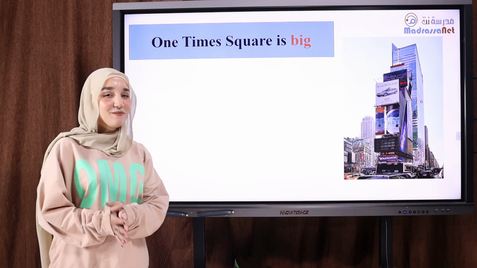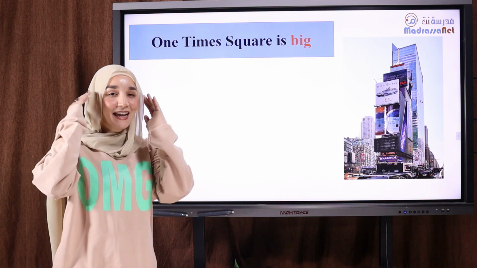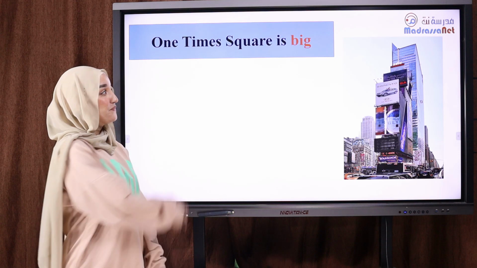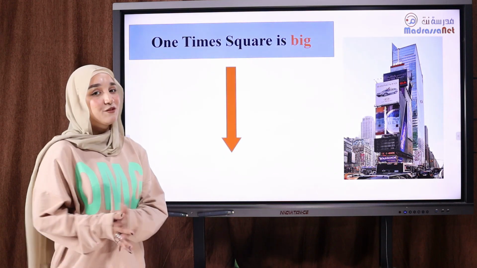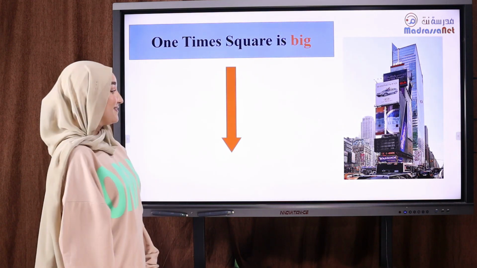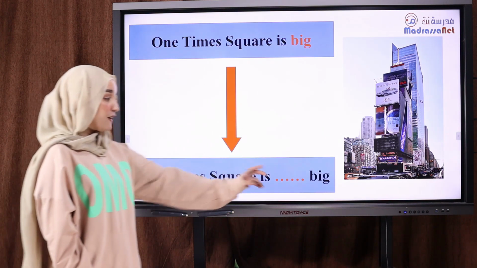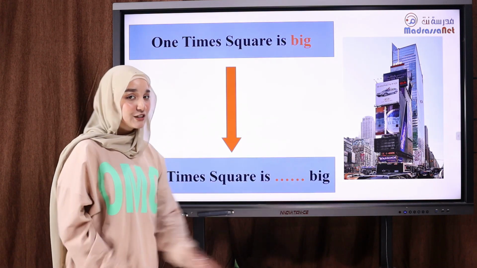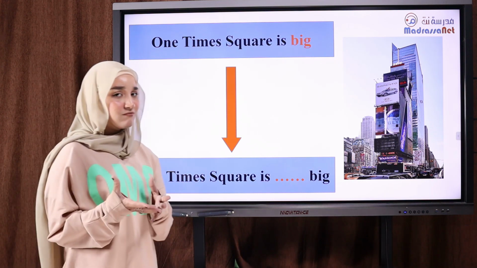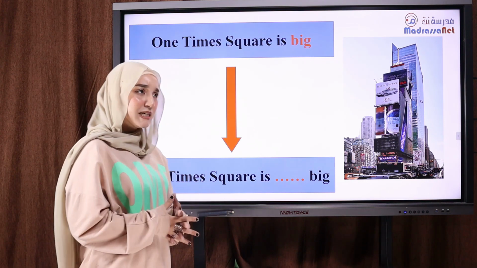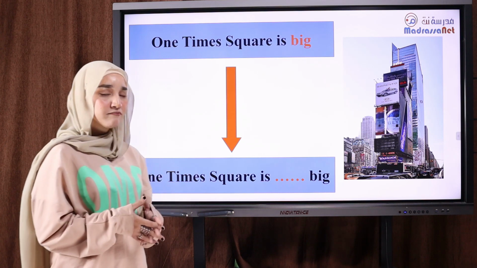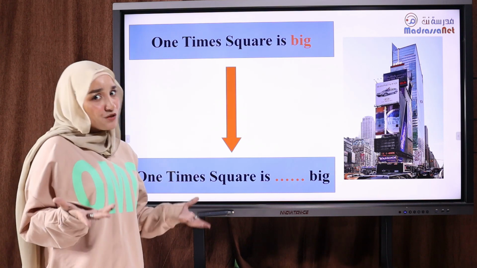Are you really thinking about it? Try to take a guess. I'm still going to give you time. So, which modifier goes here? Is it really? Is it very? Is it quite big or extremely?